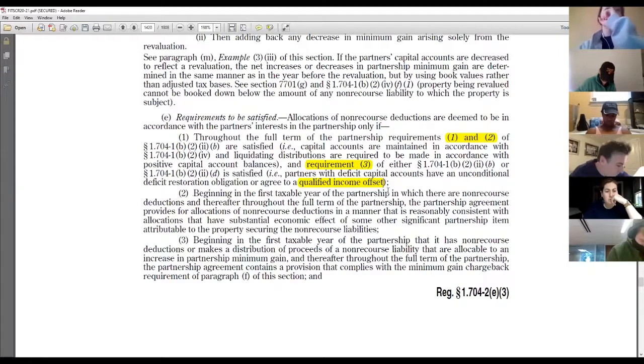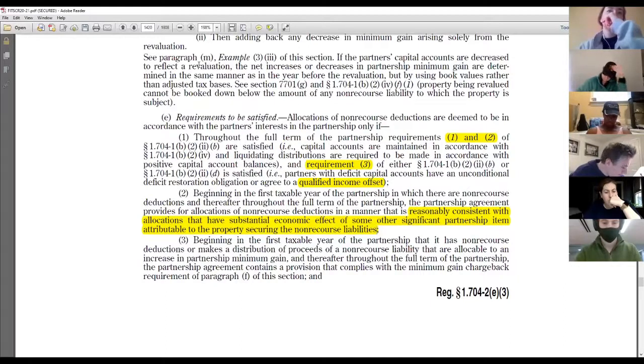2, beginning in the first taxable year in which there are non-recourse deductions, that'll be year 3 here, and throughout the full term of the partnership agreement provides for allocations of non-recourse deductions in a manner that's reasonably consistent with allocations that have substantial economic effect of some other significant partnership item attributable to the property. So it says, okay, you can specially allocate these non-recourse deductions. You can have some flexibility, but you have to be able to show that the way you allocate these is reasonably consistent with the way you allocate other tax items from the property.